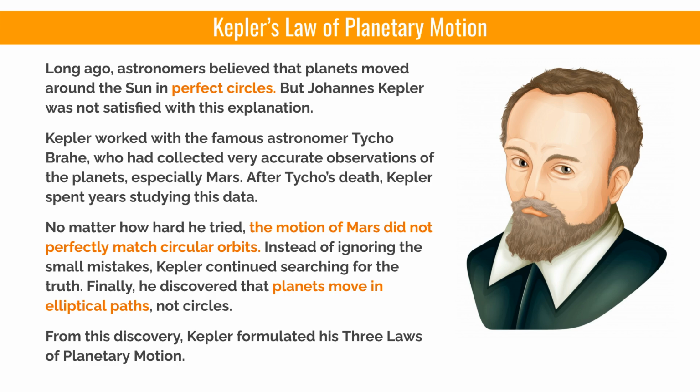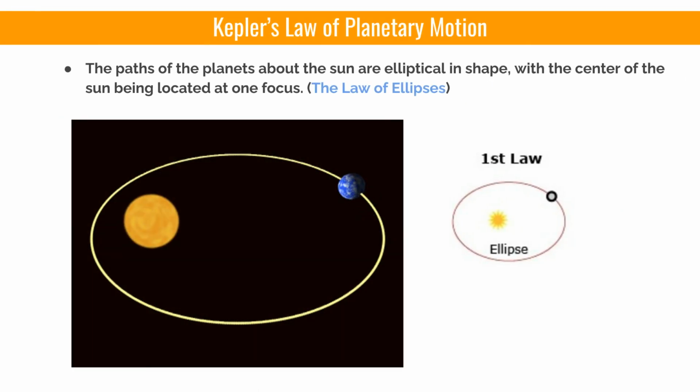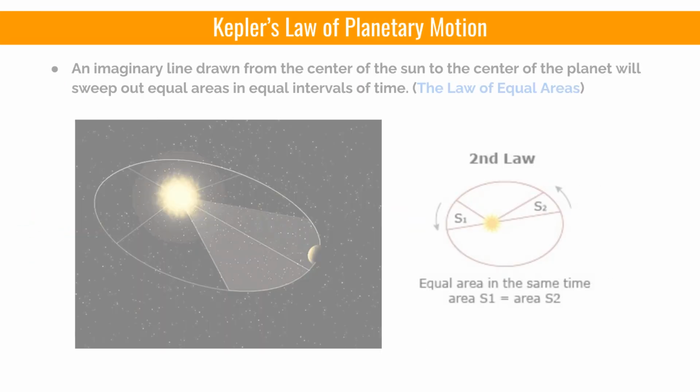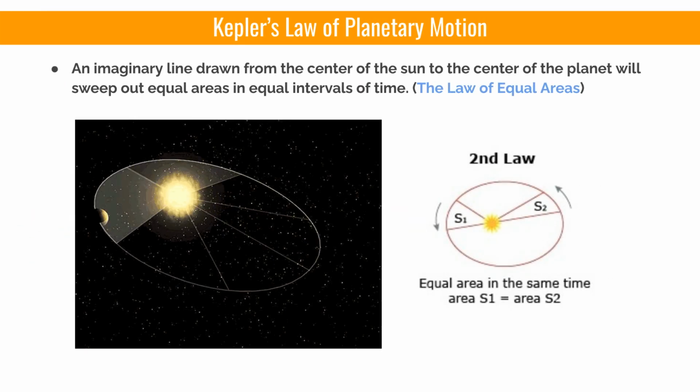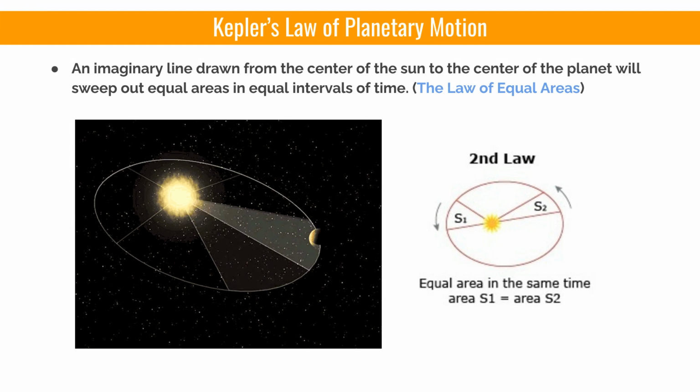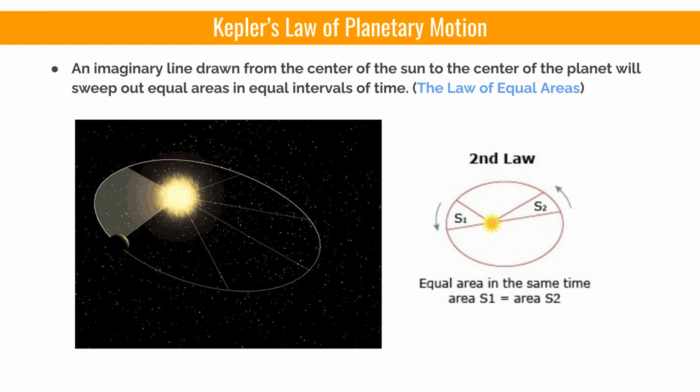He discovered that planets move in elliptical paths, not perfect circles, around the Sun. Kepler's first law, the law of ellipses, states that the path of planets around the Sun is elliptical, with the Sun at one focus. The second law, the law of equal areas, states that an imaginary line from the Sun's center to the planet's center sweeps out equal areas in equal time intervals. This means a planet moves faster when closer to the Sun.